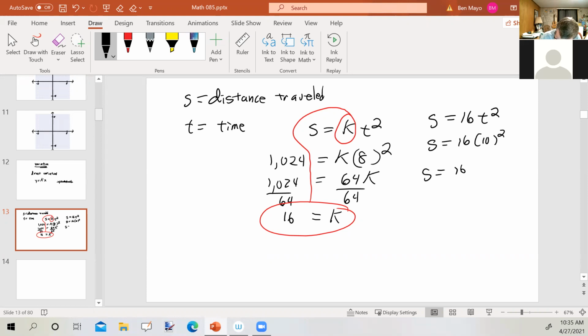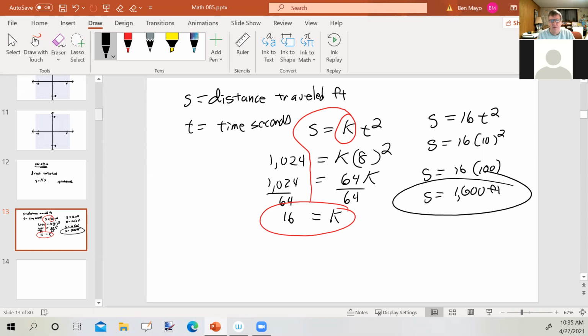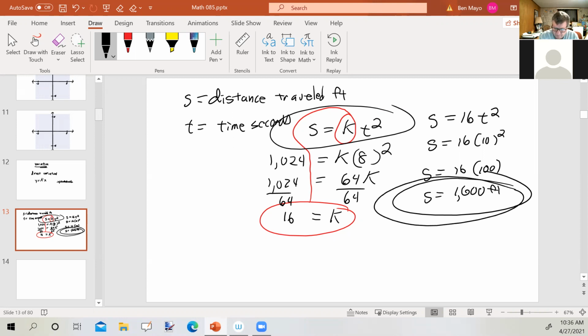So s equals 16 times 10 squared, which is 100, which would be 1,600. In terms of units, this is feet, and this is seconds. So the distance would be 1,600 feet. So again, we read the problem, determined that it was direct variation, identified the variables, plugged in the information to find k, the variation constant, and used the follow-up question to determine the answer.